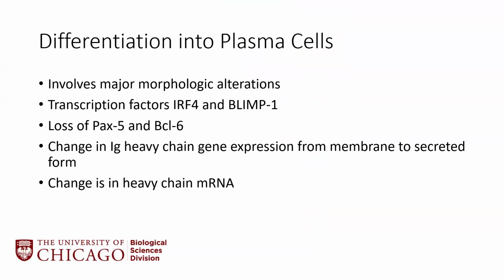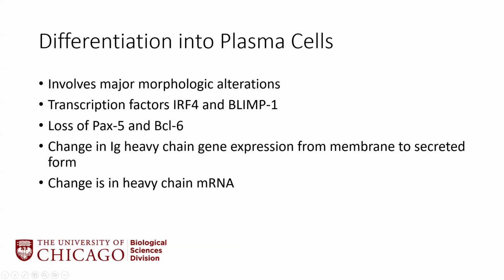Okay. So once this whole process has refined the antibody into what we think will be highly effective against any specific antigen, its next job is to become an effector cell, which means differentiation into a plasma cell. As you can imagine, this also involves major morphologic alterations because it has to start pumping out immense amounts of antibody. This is mediated by the transcription factors IRF4 and BLIMP1. It involves the loss of PAX5 and BCL6. I'm not sure these are highly important. Maybe IRF4 and BLIMP1 are worth knowing a bit.